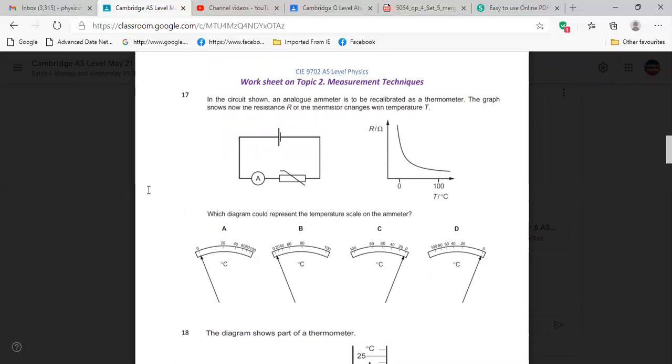In this circuit shown, an analog ammeter is to be recalibrated as a thermometer. The graph shows how the resistance R of the thermistor changes with the temperature T. Which diagram could represent the temperature scale on the ammeter?